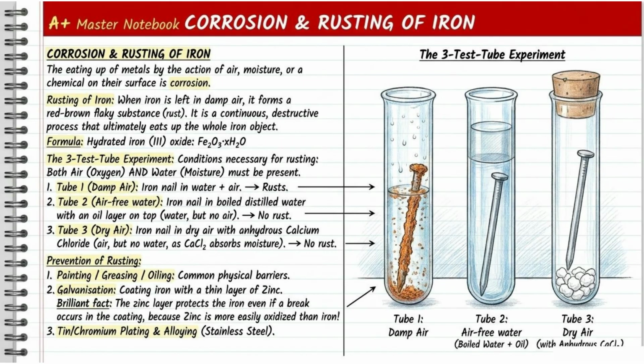And here is the brilliant mechanism behind it. Zinc is slightly more reactive than iron. Even if the zinc coating gets scratched and the iron is exposed, the iron still won't rust. Right, because the oxygen will actively choose to attack the more reactive zinc instead. The zinc literally sacrifices itself to protect the iron. We also use tin plating or chromium plating for protection.